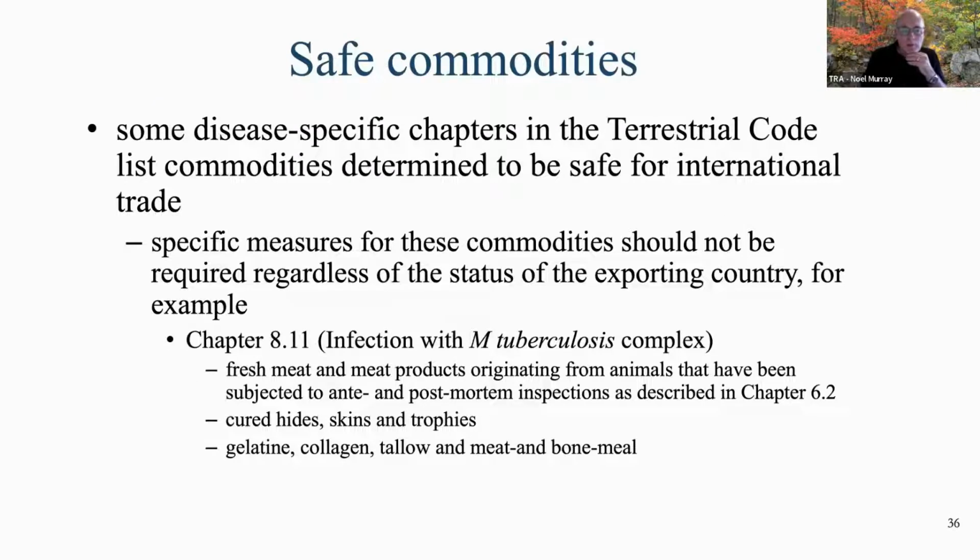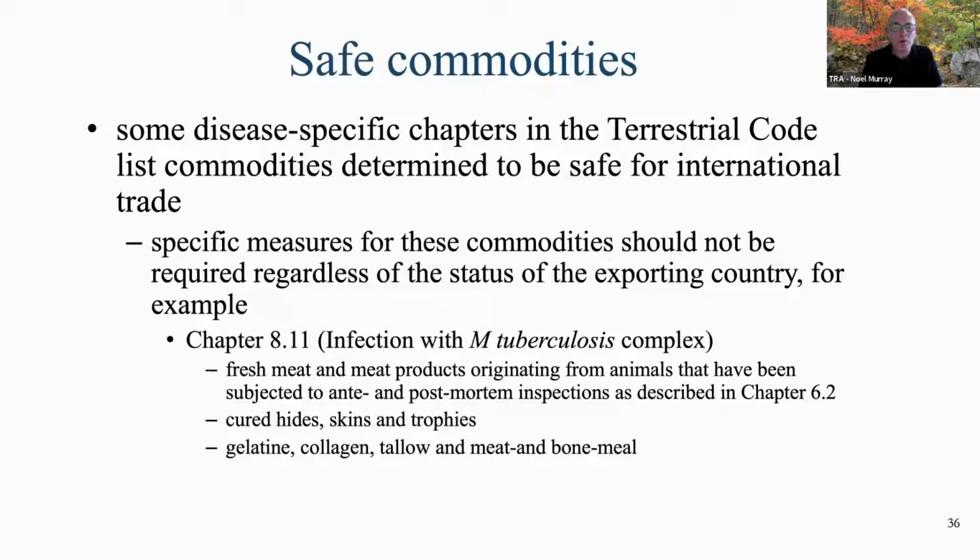Now, just a comment about safe commodities. So some disease-specific chapters in the code list commodities that have been determined to be safe for international trade. And this is in both the terrestrial and aquatic animal health codes, actually. So for those commodities, specific measures should not be required regardless of the status of the exporting country.